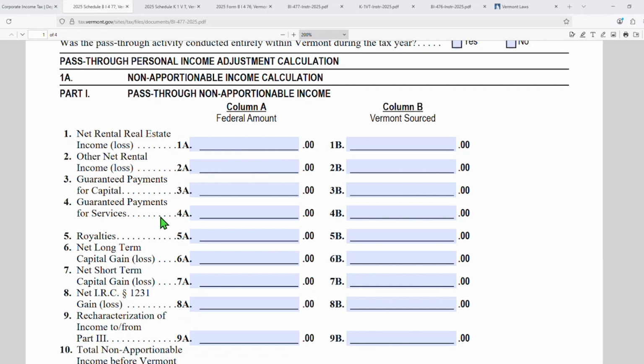So we need to start with the federal total, and then we need to make the modifications to it, and then we need to source it to kind of get what the tax base is in Vermont.